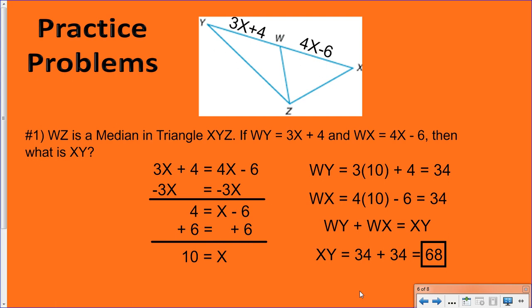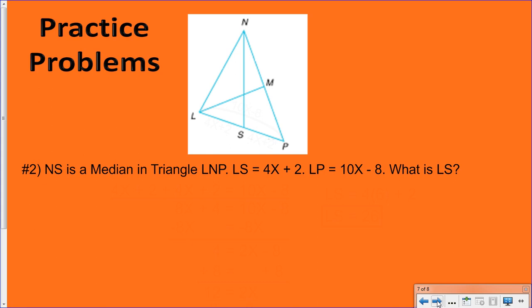Okay? So that's our first practice problem on medians. Go ahead and make some space because we're going to do another one. Here is number 2. We've got another triangle here. And notice we have some lines drawn here. But the one thing they tell us is NS is a median in triangle LNP. So we know NS is our median. They don't tell us anything about LN, so it's there to distract us.